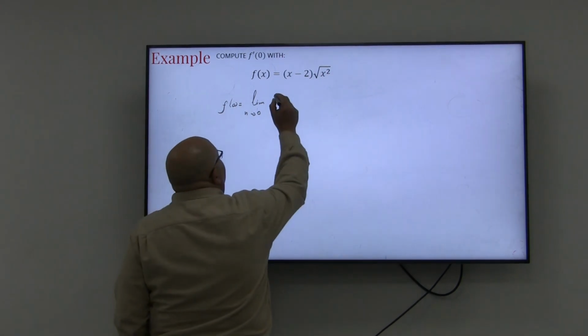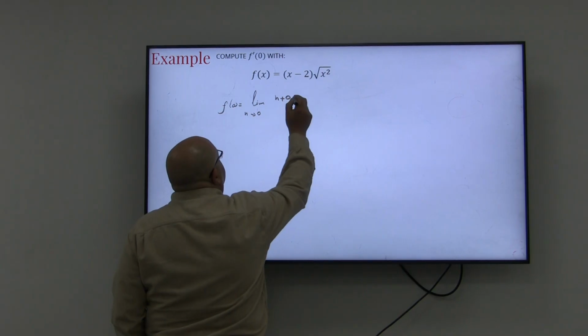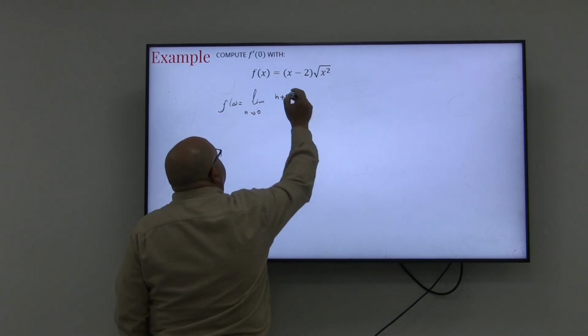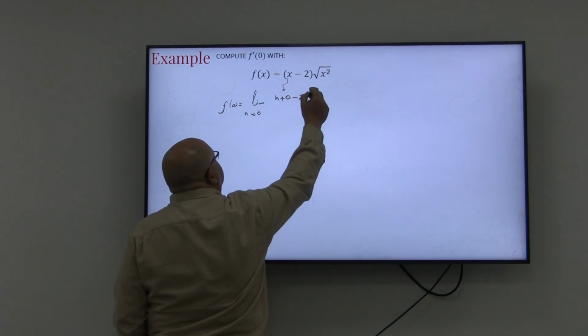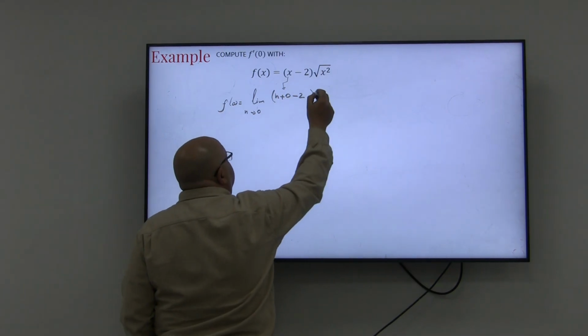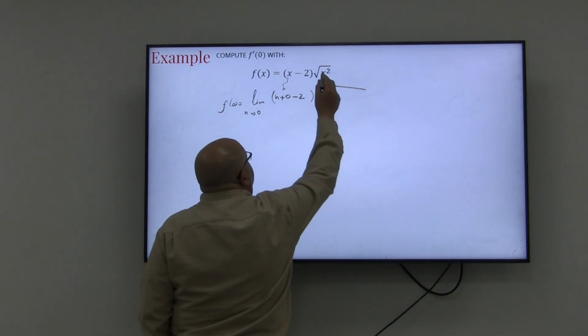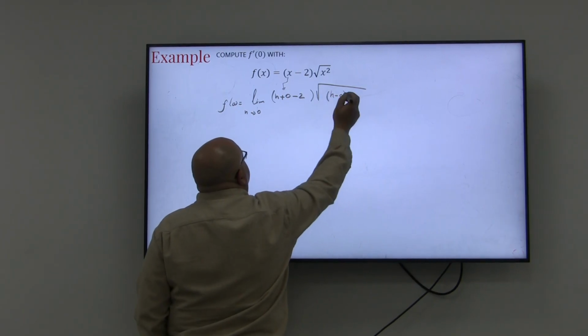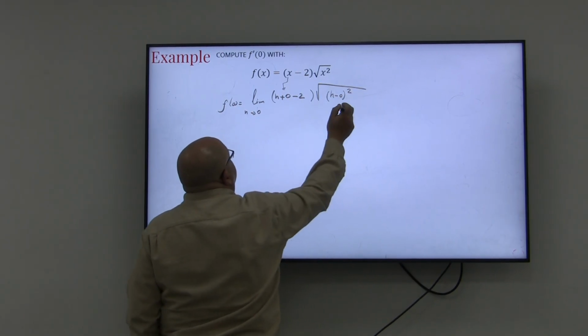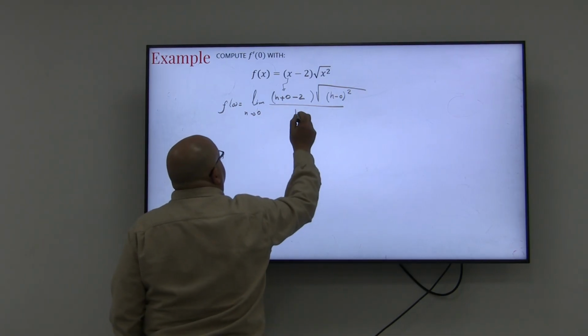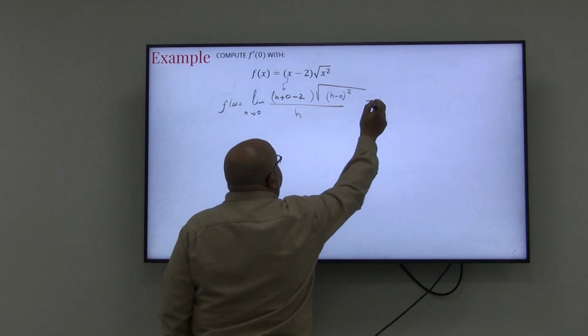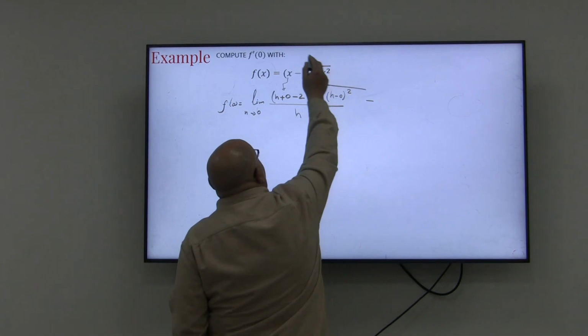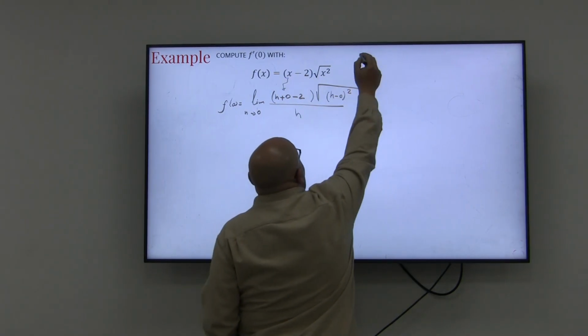So it's going to be h plus 0, then minus 2. The h plus 0 is the value of x. Really very simple. Square root 4. Replace x. So it's going to be h minus 0 to the power of 2, and all of it is divided by h. But don't forget minus the value of the function at 0.